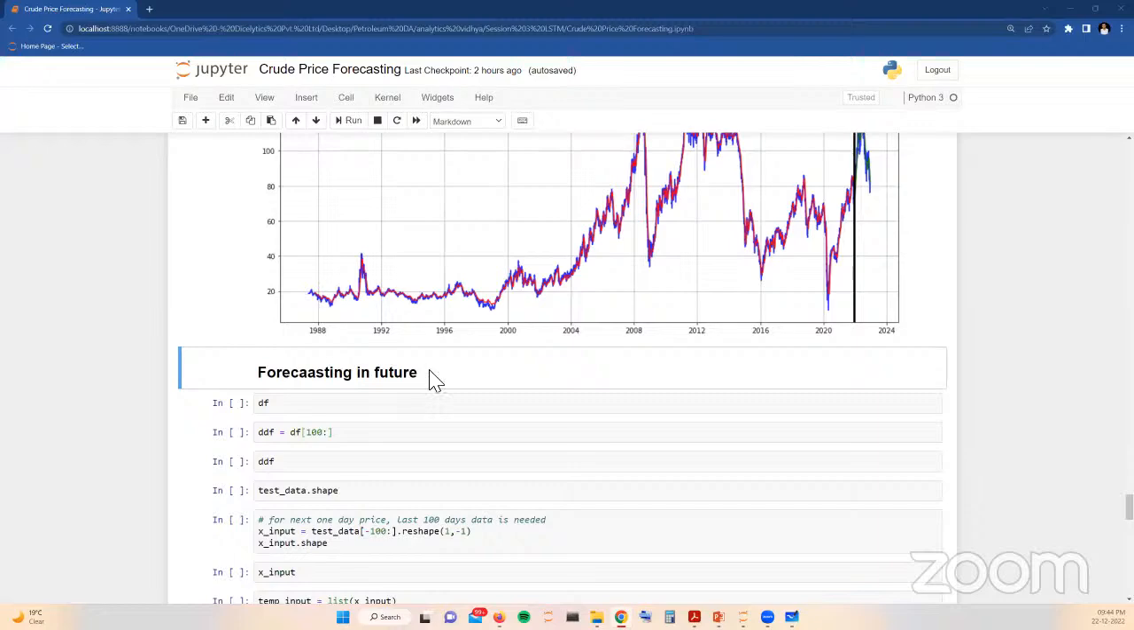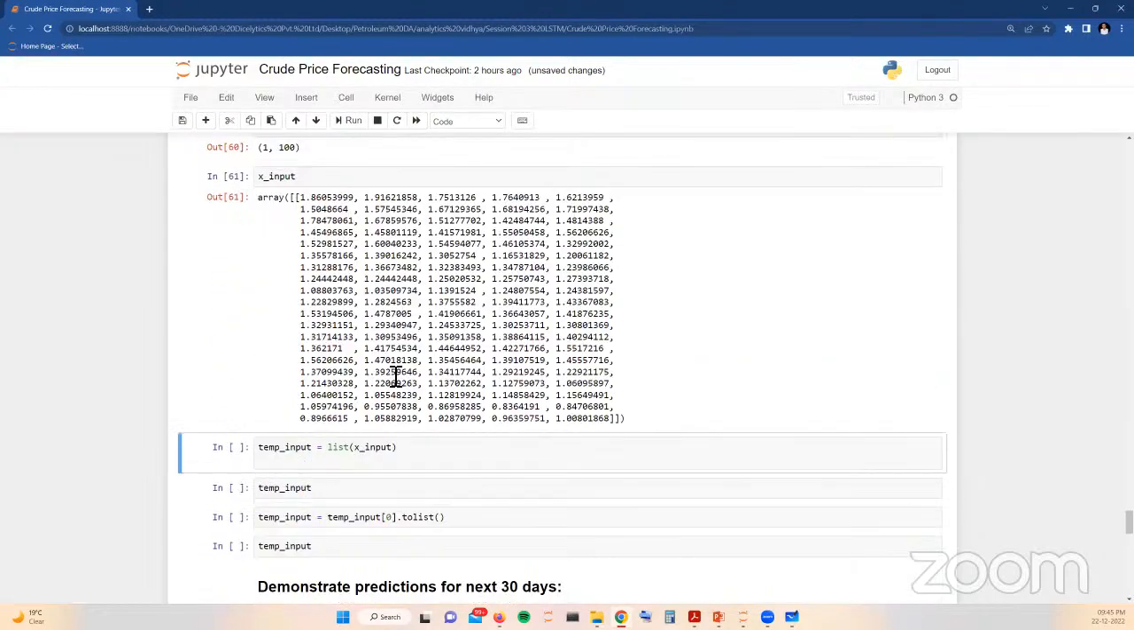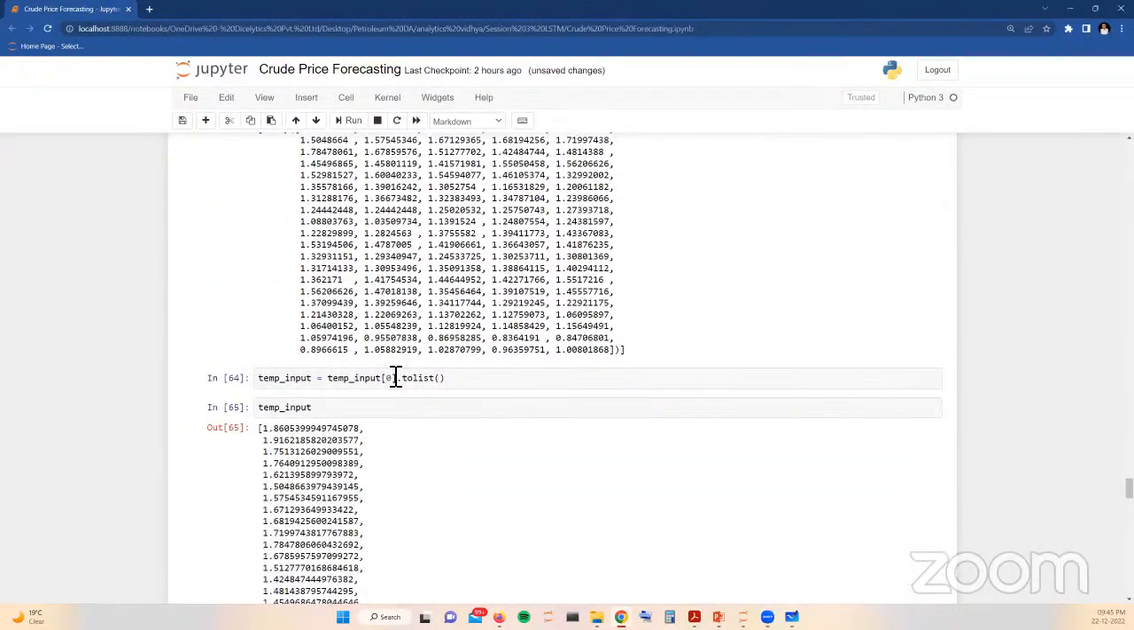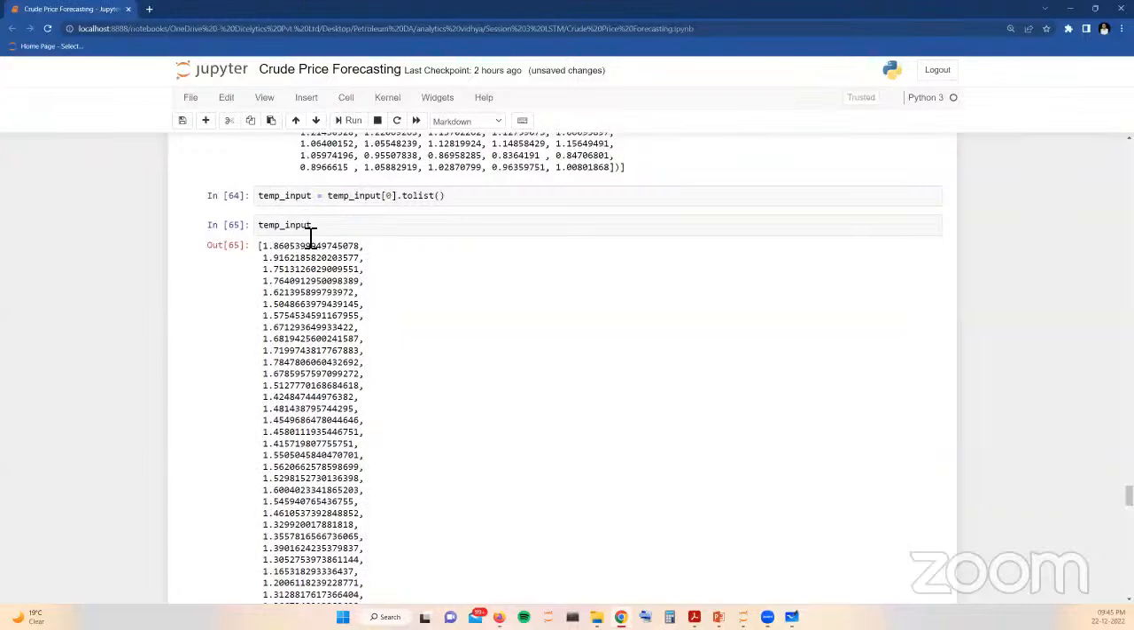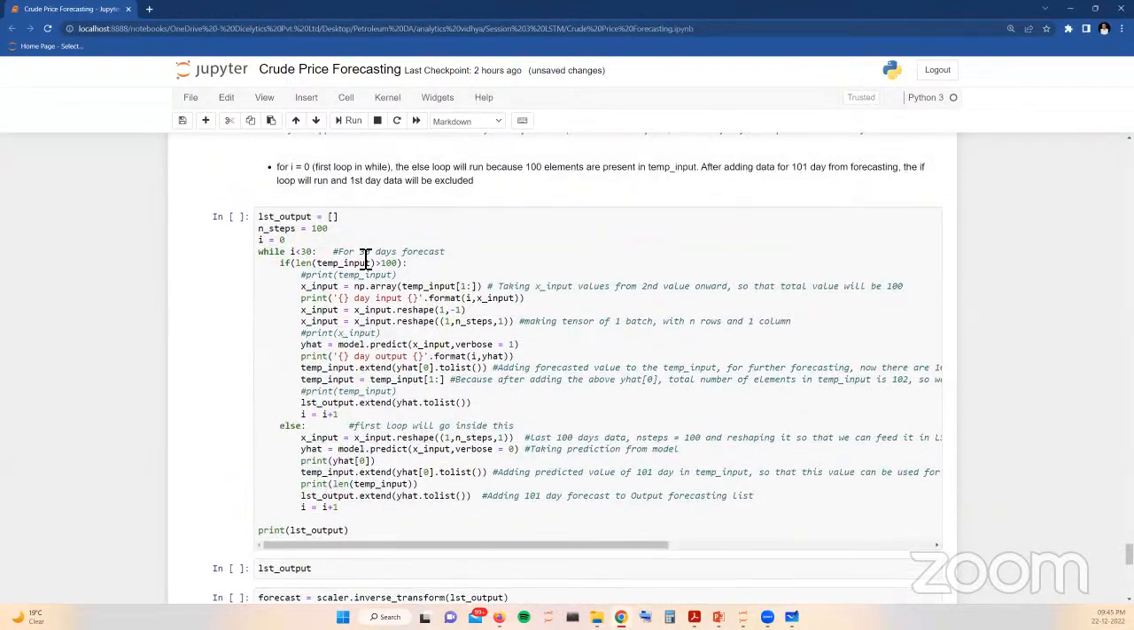So now the logic is clear. The same logic I've just implemented here. I have taken the last 100 points, right? And from these 100 points, the complete description I have written here, what I have actually done, I am predicting for my next 30 days. So I have just written one if and else loop.